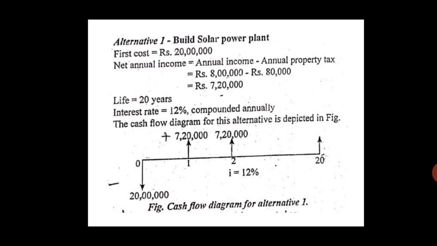So from 0 to 20 we have drawn a line, 1, 2, 3, 4, up to 20. The 20 lakhs is the first investment we have shown at the bottom. There is expenditure, and the net revenue we have shown as 7,20,000. This is the net revenue for 20 years.